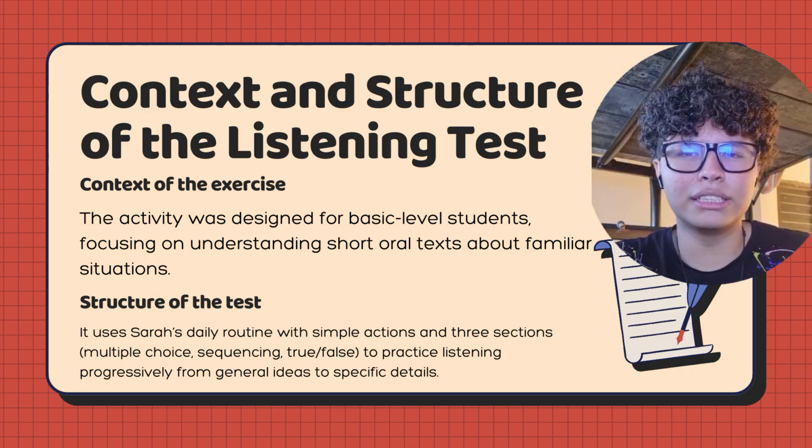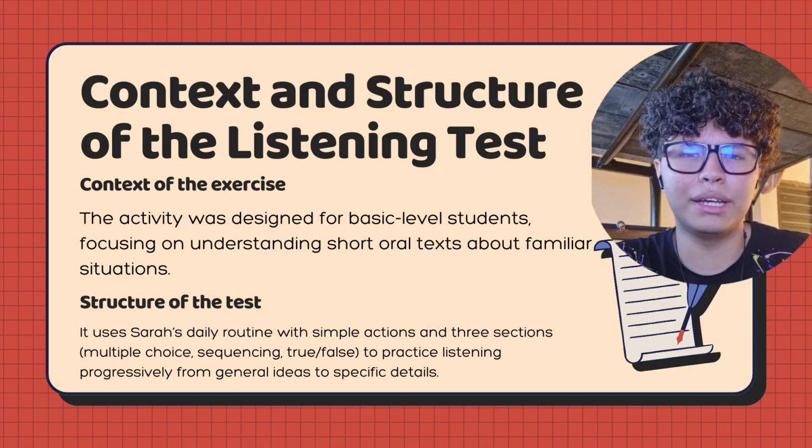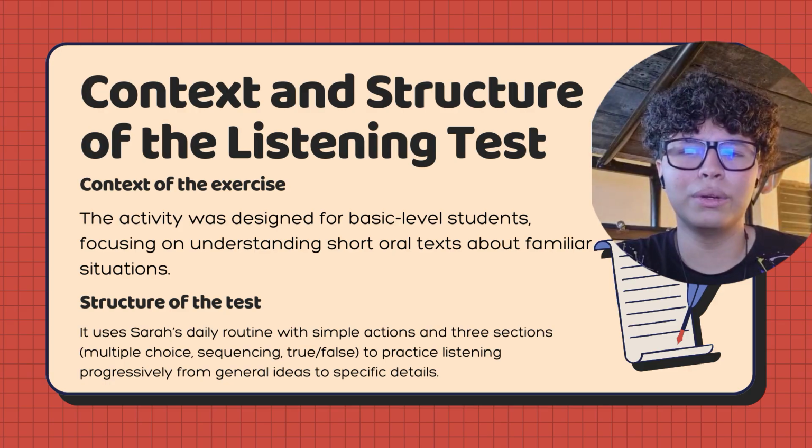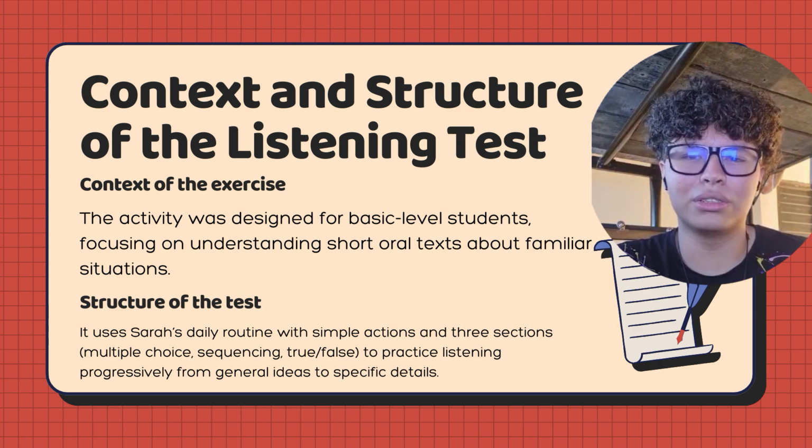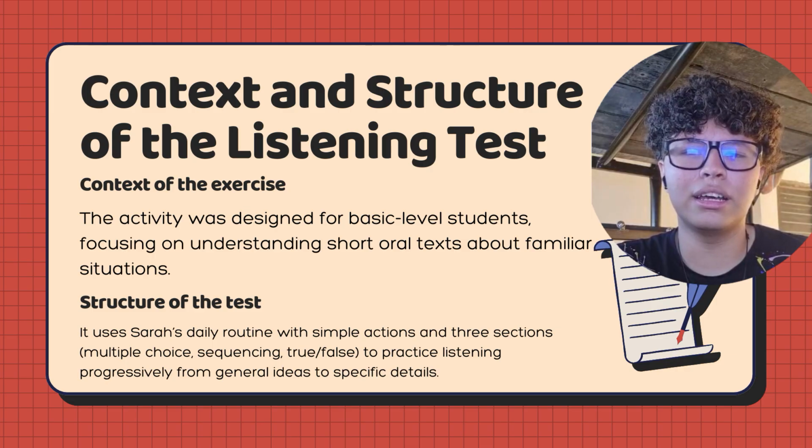To begin with, let's contextualize the exercise. The activity was designed for students at a basic level of English proficiency, where they are expected to understand short oral texts about familiar situations. For that reason, we selected the daily routine of a girl named Sarah, which includes simple actions like waking up, going to school, eating meals, and playing with her dog. These are everyday situations that the students can easily relate to.